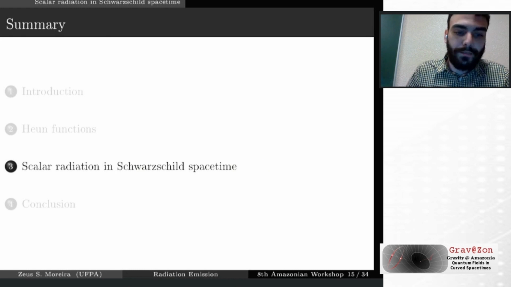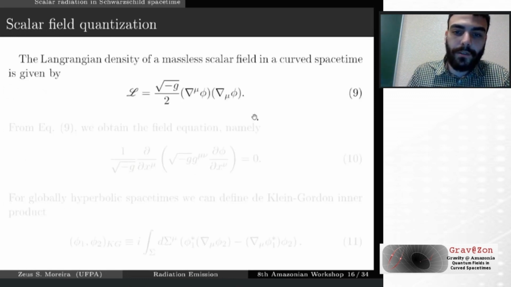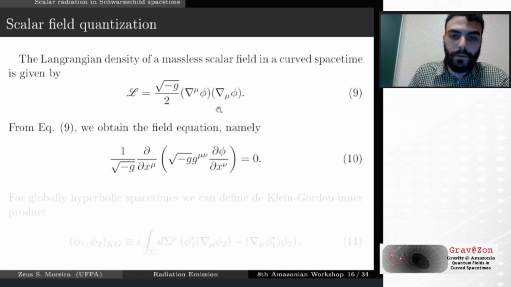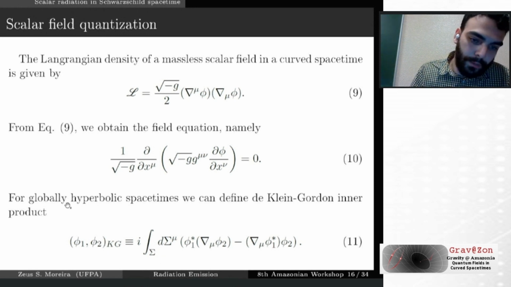Okay, so enough of mathematics. Let's talk about physics. Here we begin with very simple stuff, just a Lagrangian of a massless scalar field in a curved spacetime. And through the Euler-Lagrange equations, we can obtain the corresponding field equation, that is the Klein-Gordon equation. And for globally hyperbolic spacetimes, you can define this Klein-Gordon inner product according to equation 11. This integral is evaluated over a Cauchy surface, hence I required global hyperbolicity.